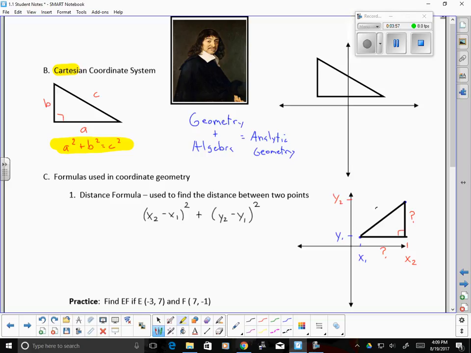Now, if this is my c value, I don't really want to know what c squared is. I want to know what c is. So at the end, I always have to take the square root. And that's our distance between two points.